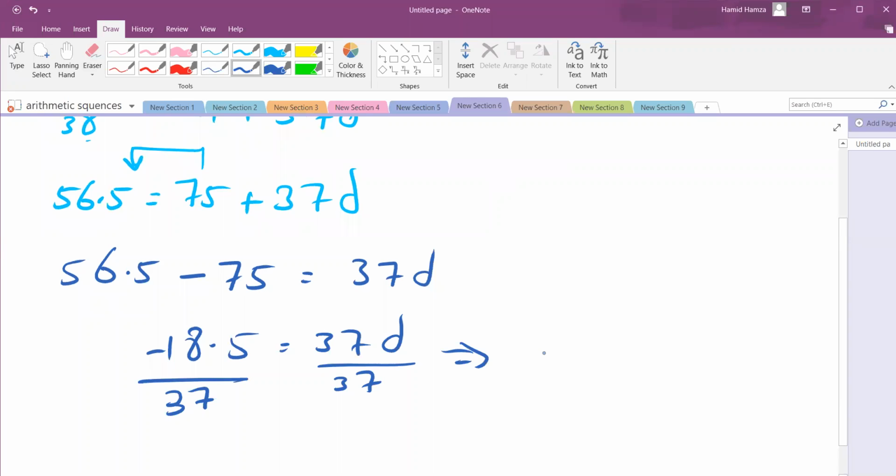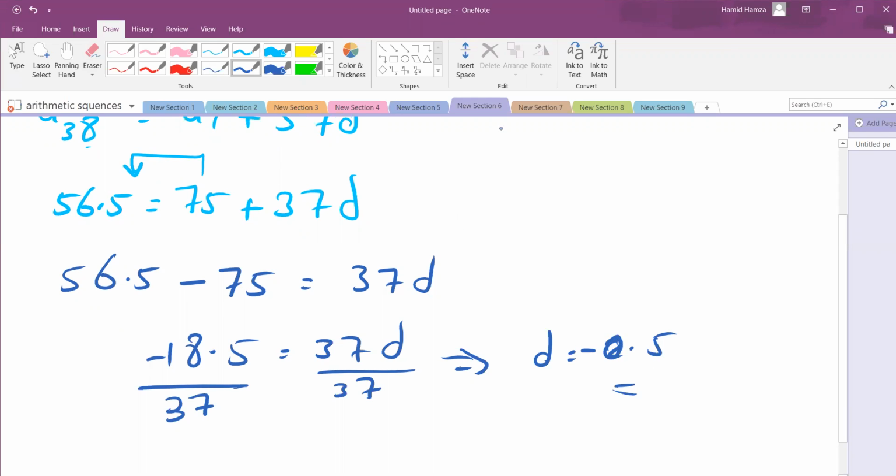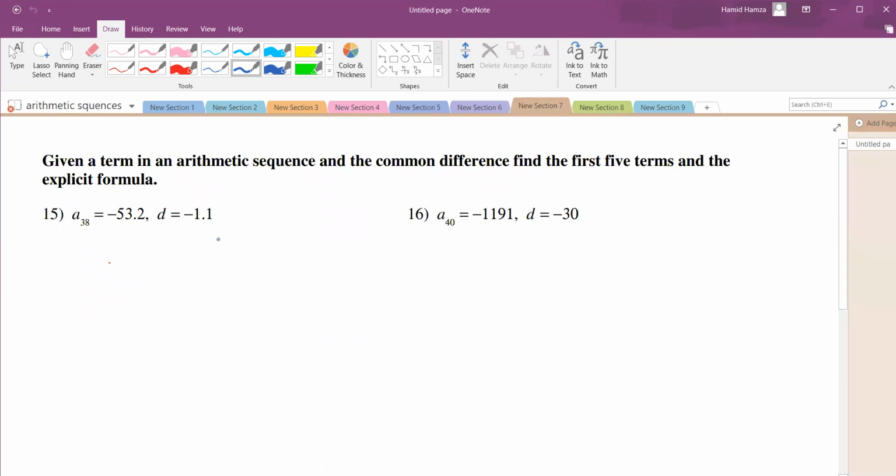0.5. So D equals? Negative 0.5. Negative 0.5. 0.5. Yeah, or half. Okay, thank you. Next one.